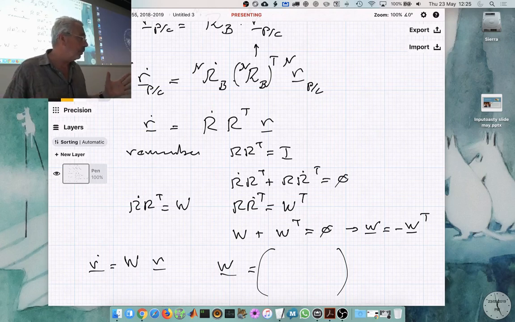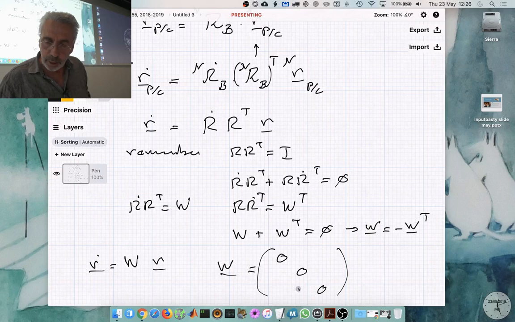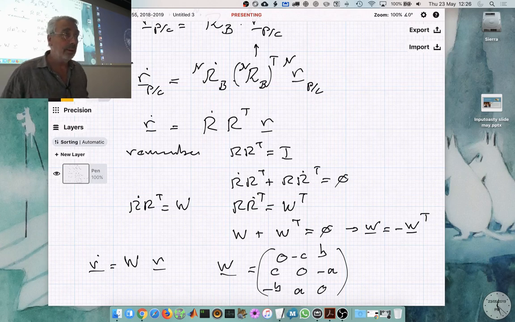There's only one number where minus and plus are identical, and that number is 0. So we have zeros on the diagonal. And then everything which we have here, we have minus here. So if we have, for instance, an A here, then I have a minus A here. And if I have a B here, then I have a minus B here. And if I have a C here, I have a minus C here.